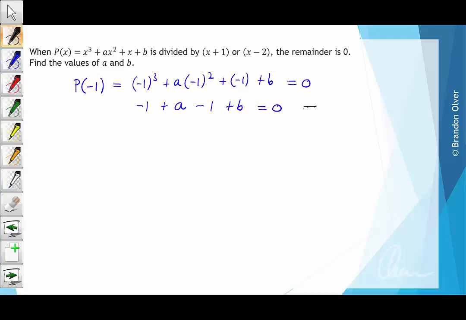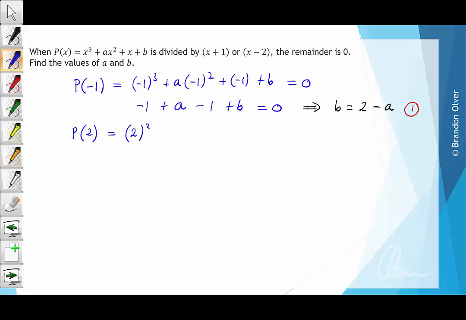And if we add 2 to both sides and subtract a, we can find that b is equal to 2 minus a. And that becomes our first equation in solving this problem. The next thing we do is we evaluate p of 2, because x minus 2 gives a remainder of 0, means that when we substitute 2 into the equation, so let x minus 2 equal 0, x equals 2, when we sub that into the equation, that should equal 0 as well.